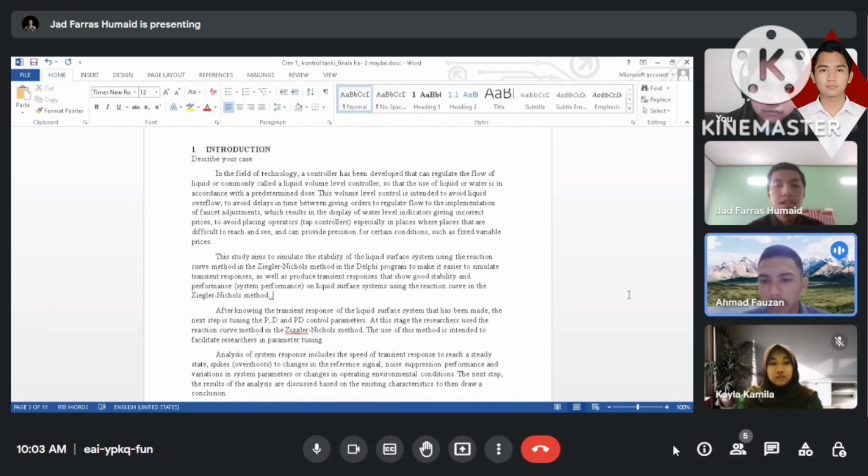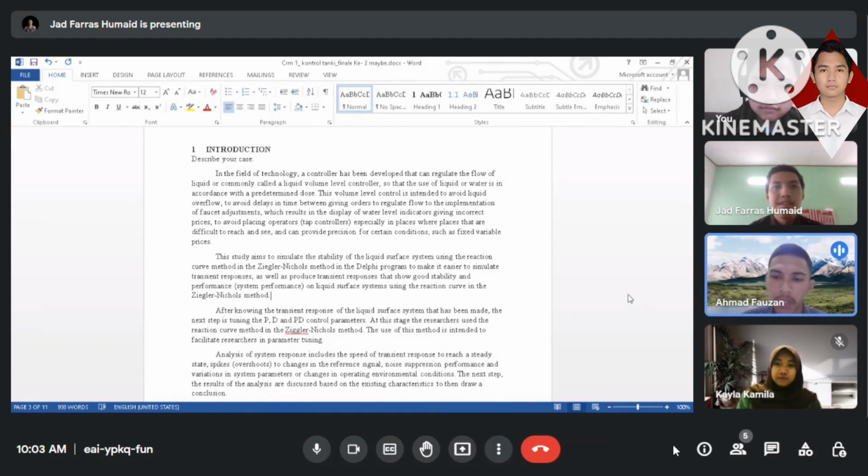The study aimed to simulate the stability of the liquid surface system using the reaction curve method in the Ziegler-Nichols method in the DLP program. After knowing the transient response of the liquid surface system that has been made, the next step is tuning the P, D, and PD control parameters. At this stage, the research used the reaction curve method in the Ziegler-Nichols method. The use of the method is intended to facilitate research in parameter tuning.